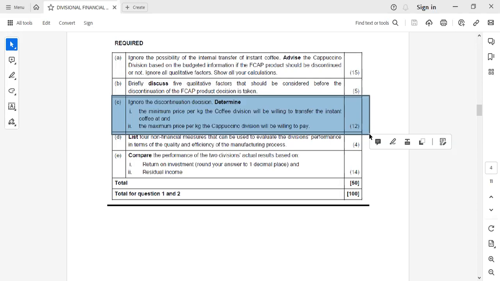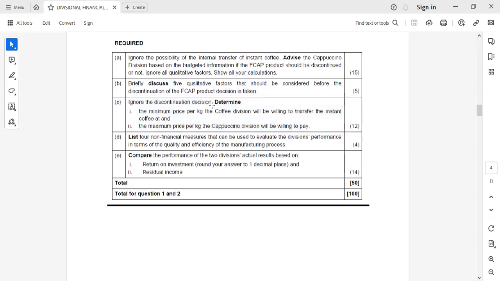And when we're talking about costs that are incurred, we don't include fixed costs that will be incurred whether we sell to our fellow department or we don't produce anything. Those are irrelevant costs in this case, right? So you have to go to the coffee division and understand their scenario, right? So let's go to the coffee division.